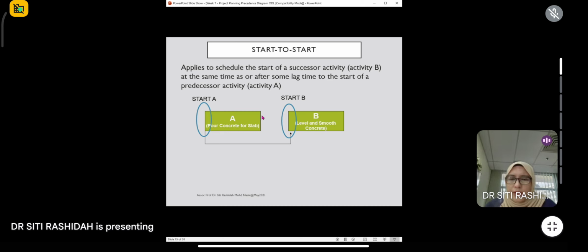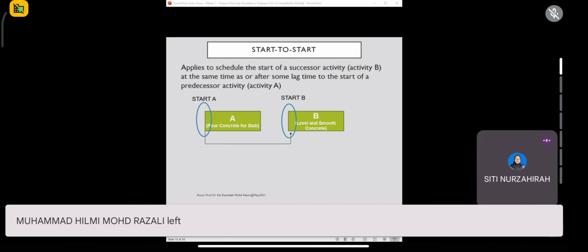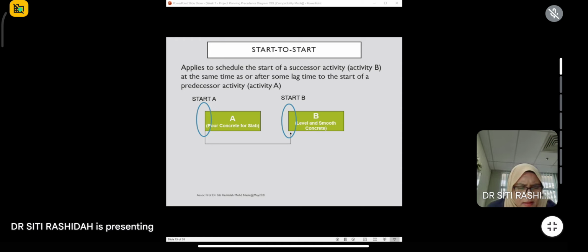Okay, so activity A kita tak boleh tunggu habis baru activity B start. Kenapa kita tak boleh tunggu, Ainul? Kenapa kita tak boleh tunggu activity A? Tunggulah, habiskan dulu 2 jam nanti baru kita buat level. Kenapa tak boleh? Nanti keras. Apa dia? Tak dengar? Nanti dia dah keras.